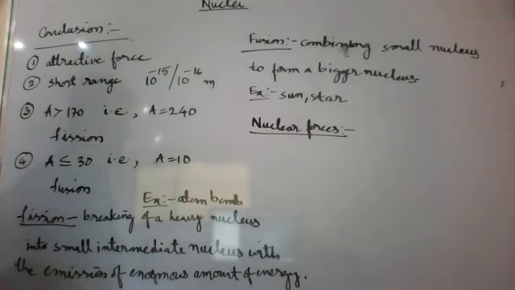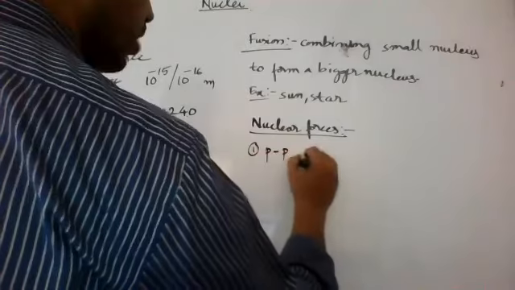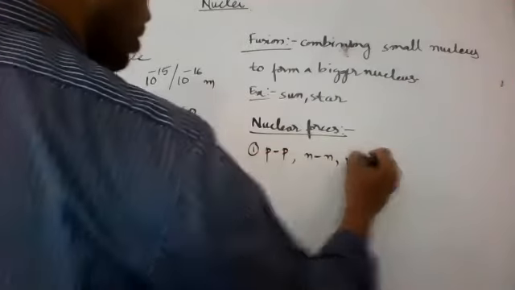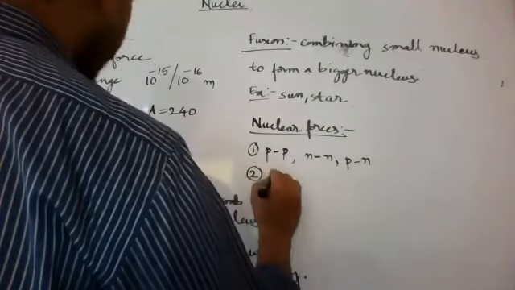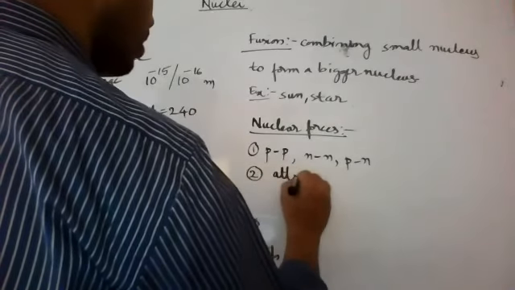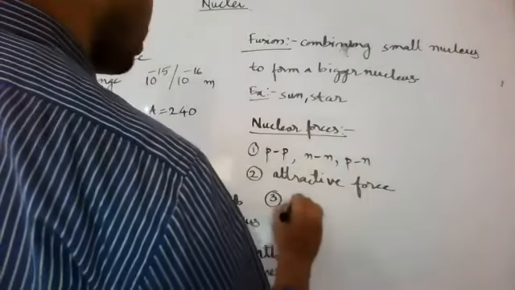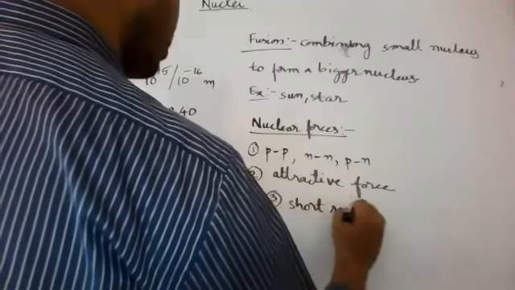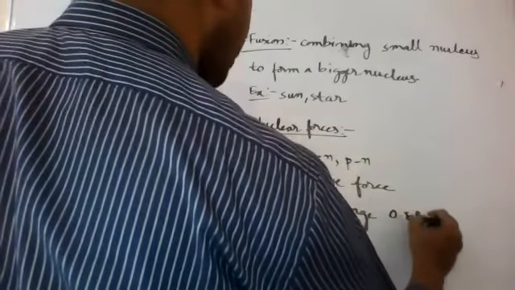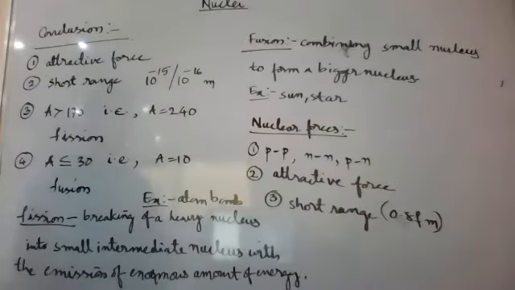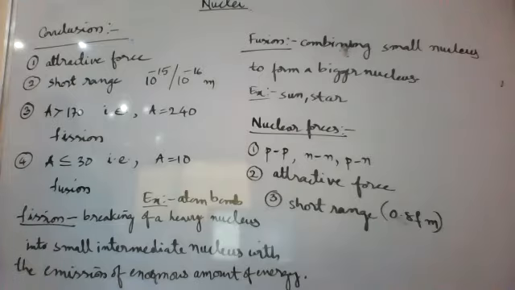Then they came to a conclusion that there is some force which exists between proton-proton, neutron-neutron, and proton-neutron. That force is known as nuclear force. They defined a new force. Second, it is an attractive force, not a repulsive force. Number three, it is a short range force, limited to around 0.8 Fermi, very small, that is 10 to the power of minus 15 to 10 to the power of minus 16 meters.